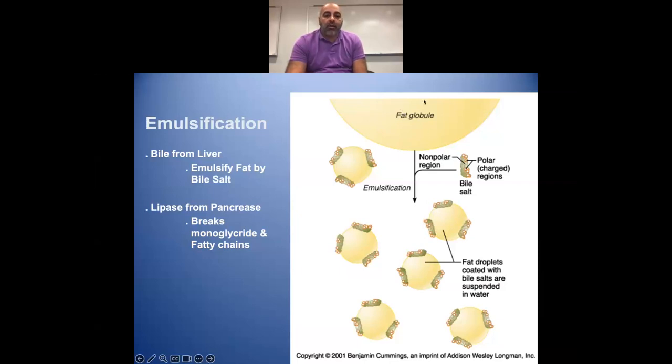So here they're showing that emulsification. So we had the big fat globule, smaller ones now due to bile. Now lipase has more contact points to work on it. It makes it more efficient.